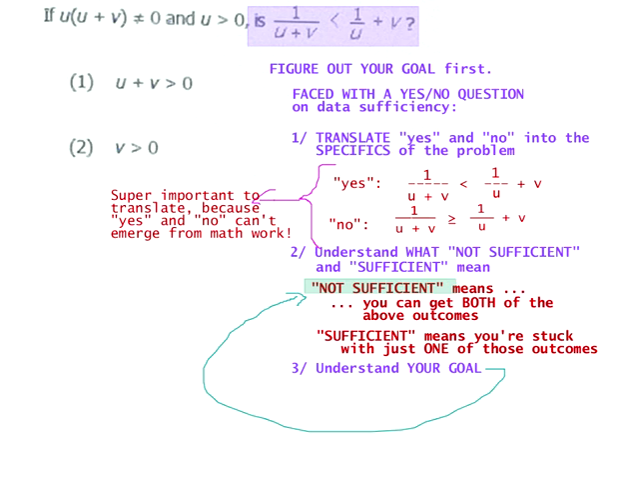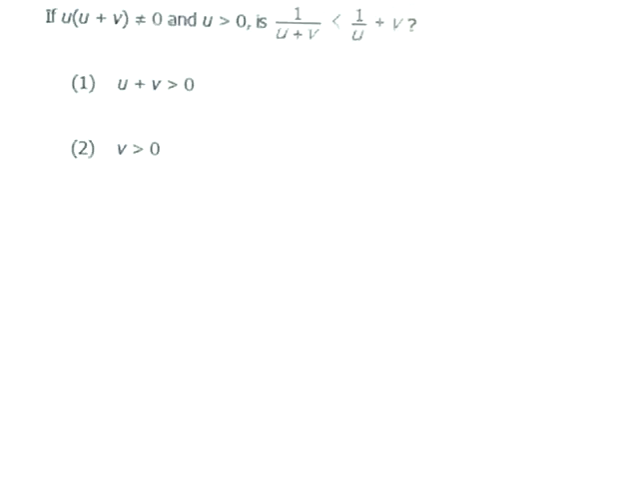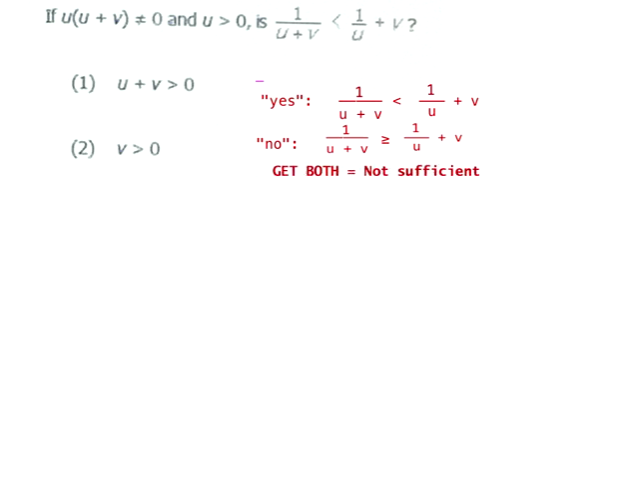So let's take this to the next page where we have some free space. And you want to do this every single time. So there's the question, and then here's the yes and no. And getting both is not sufficient. And can't get both is sufficient.